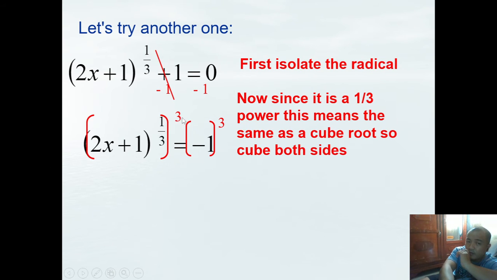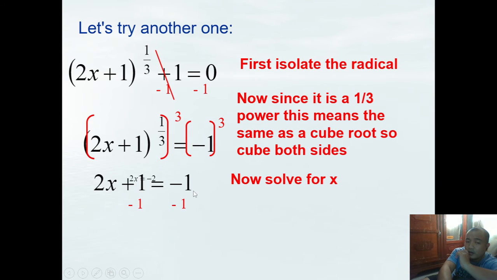If you multiply 1/3 by 3, it becomes 1. So this is 2x plus 1. If we cube negative 1: negative 1 times negative 1 is positive 1, and positive 1 times negative 1 is negative 1. So it is negative 1. Now, let's solve for x. Negative 1 minus 1 is negative 2, so 2x equals negative 2. Divide both sides by 2, and x is negative 1.